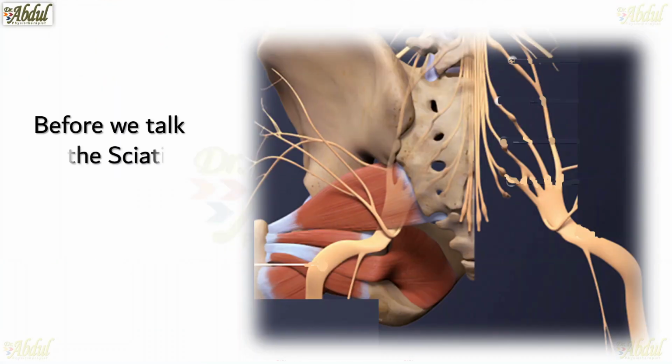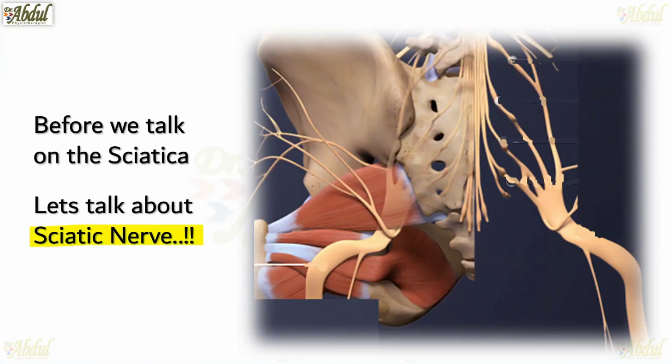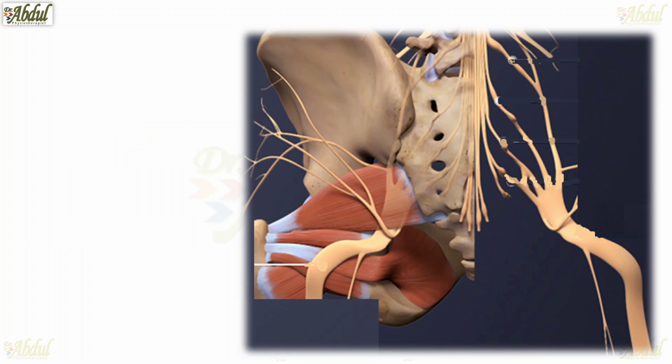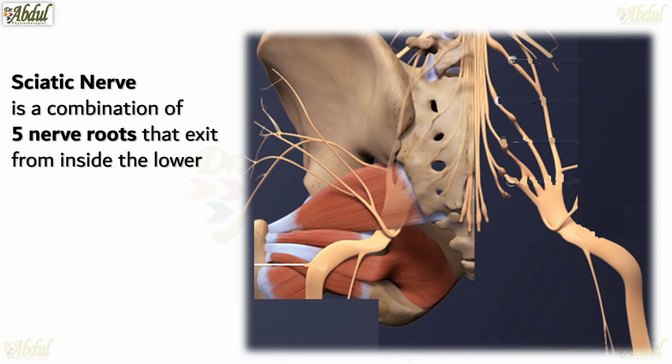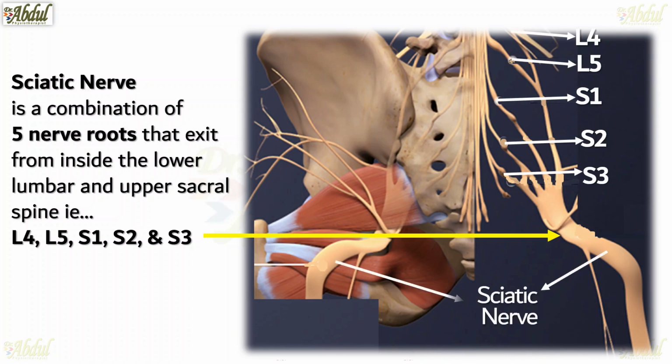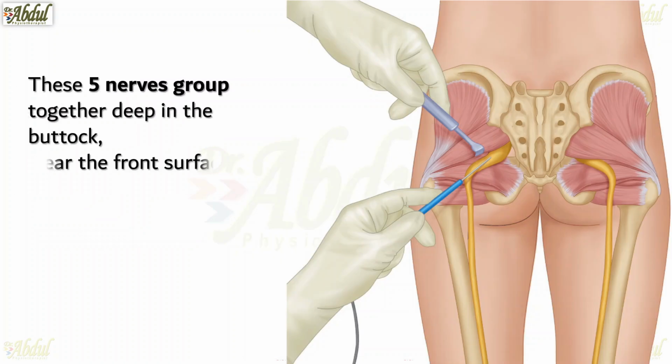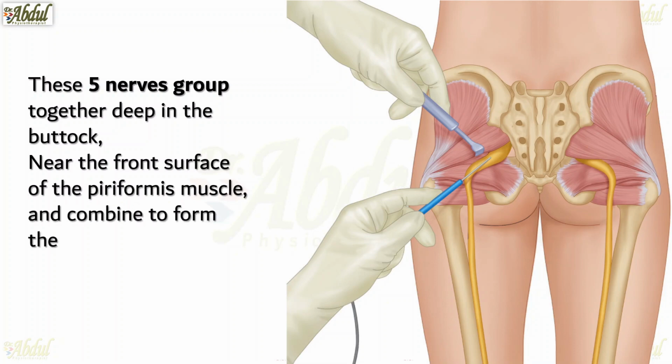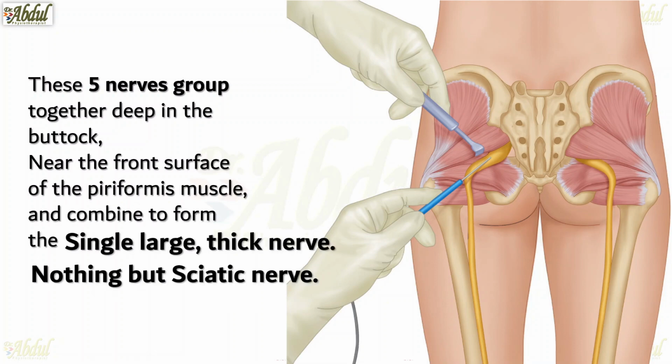Before we talk about sciatica, let's talk about the sciatic nerve. The sciatic nerve is a combination of 5 nerve roots that exit from inside the lower lumbar and upper sacral spine, i.e., L4, L5, S1, S2, and S3. These 5 nerves group together deep in the buttock, near the front surface of the piriformis muscle, and combine to form the single large, thick nerve, nothing but the sciatic nerve.